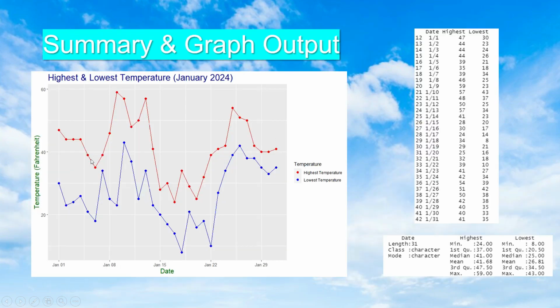And this is quite interesting. On New Year's Day, we started with 47, and the low being 30. You see it's all fluctuating here. But we can see that the highest temperature was 59 degrees, and that date was on January 9th, which is right here. And the low was being 23.